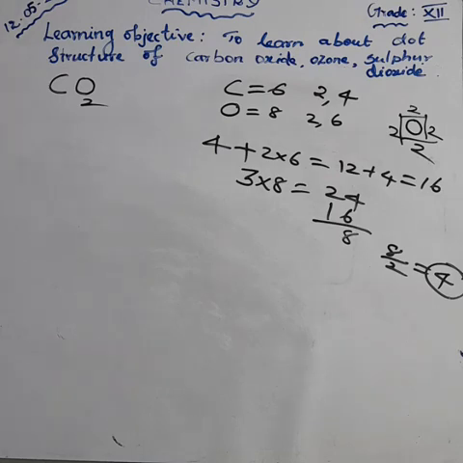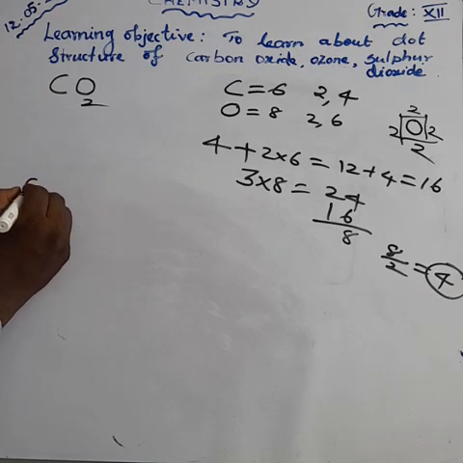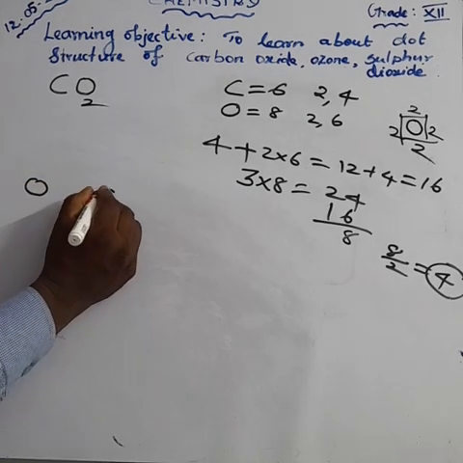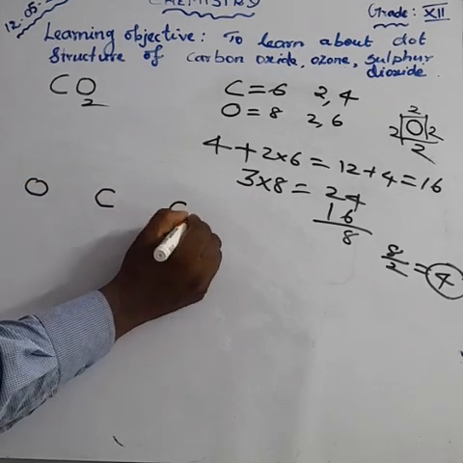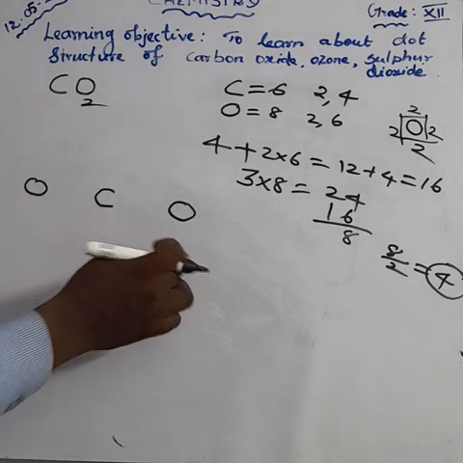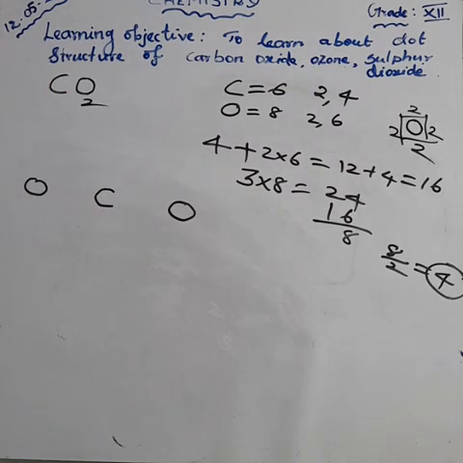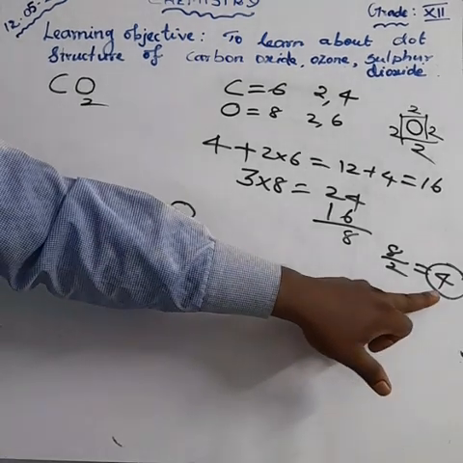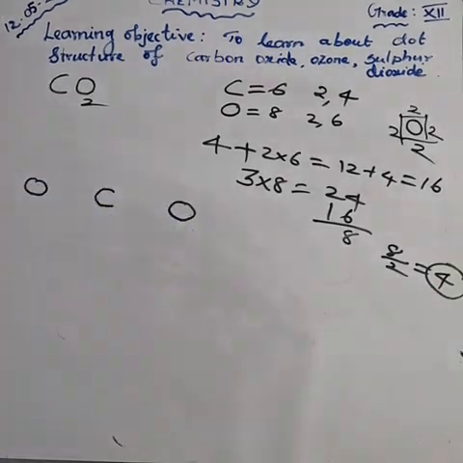How many elements are there? 3 elements. First I am writing oxygen. Next I am writing carbon. Next I am writing oxygen. Okay. Carbon is at the center. Both the two sides are oxygen. How many bonds does carbon carry here? 4 bonds.